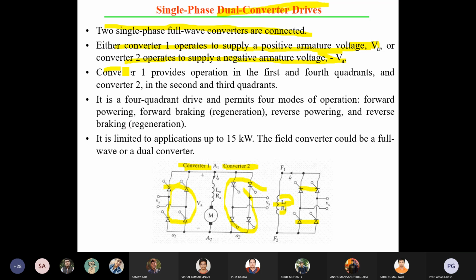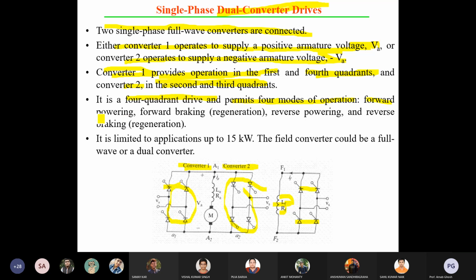Converter 1 provides the operation in the first and fourth quadrant, and converter 2 can operate in the second and third quadrant. So it is a 4 quadrant drive and permits the 4 modes of operation.